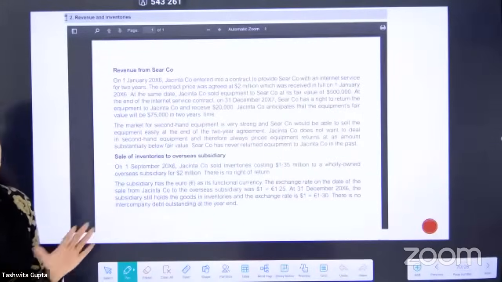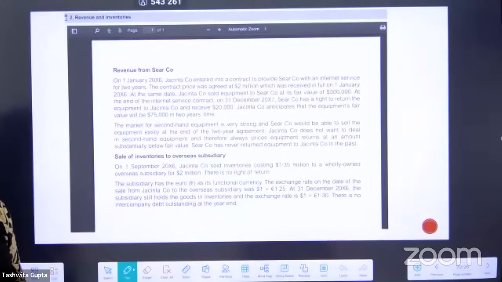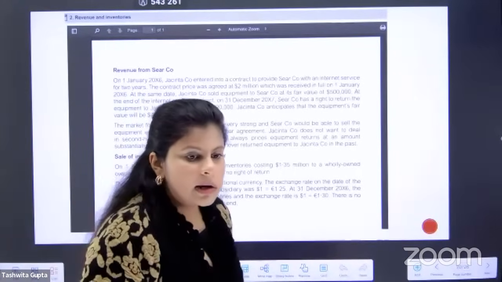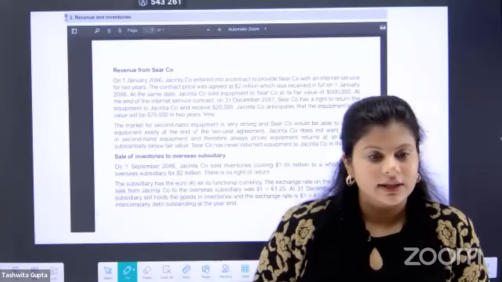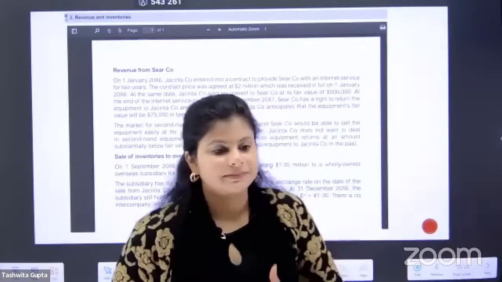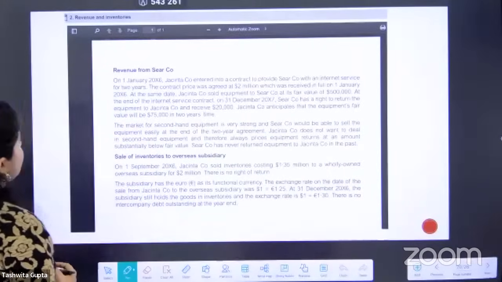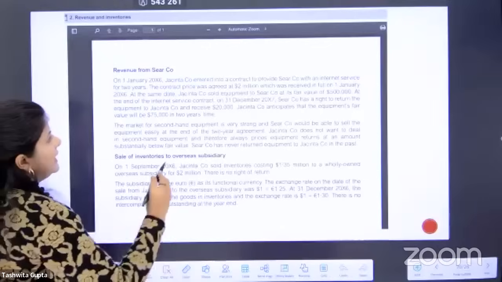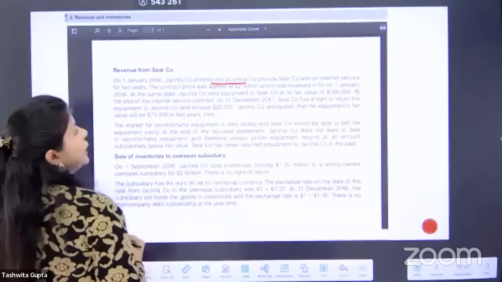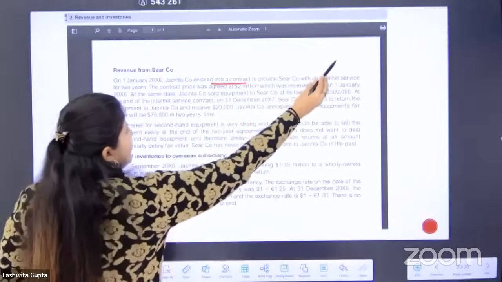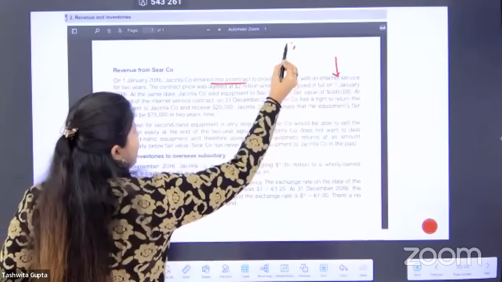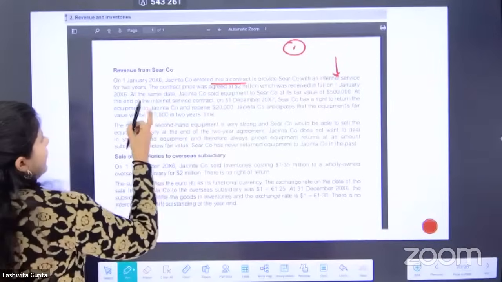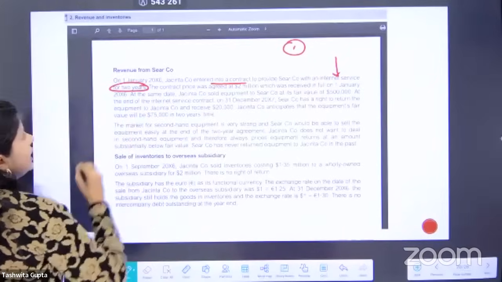I hope this is also visible to all. Quick yes or no in the chat box. Yes, clear. Okay, good. On 1st January, J company entered into a contract to provide Seer company with an internet service. So this relates to my heading number 1. This contract is saying that you will provide this service for 2 years.